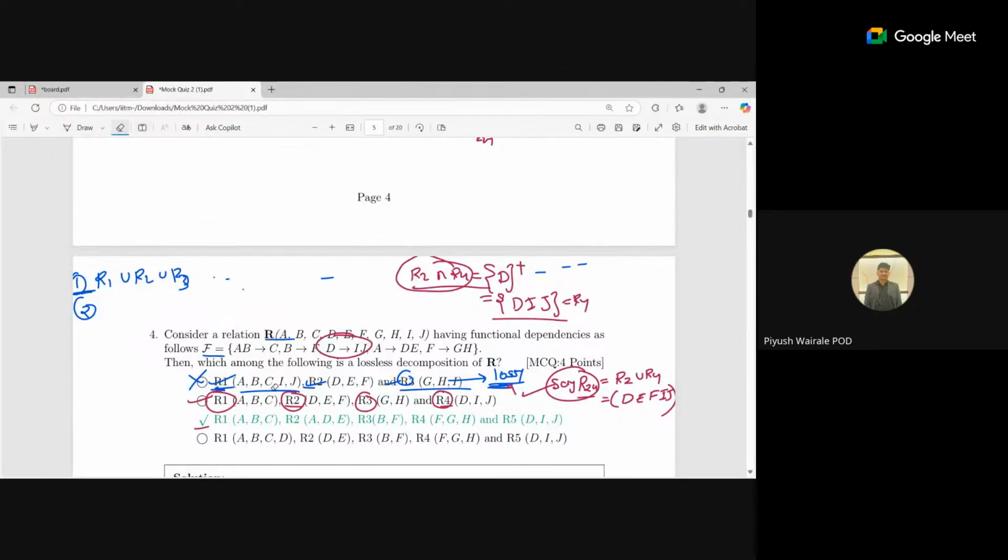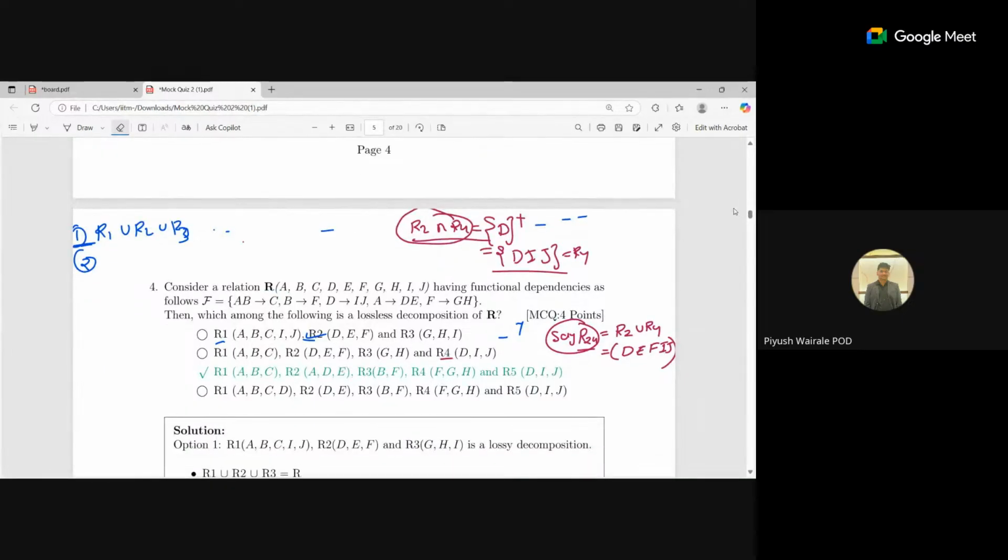Now you can see option number C here, right? First, the attribute condition is correct: R1 union R2, R3, R4, R5 is giving me all the attributes. Now tell me which two relations have a common attribute. R1 and R2, we can take. We can take R3, R4. We can take R5, R2 as well. Anything is fine, so let's go with R1, R2 here.